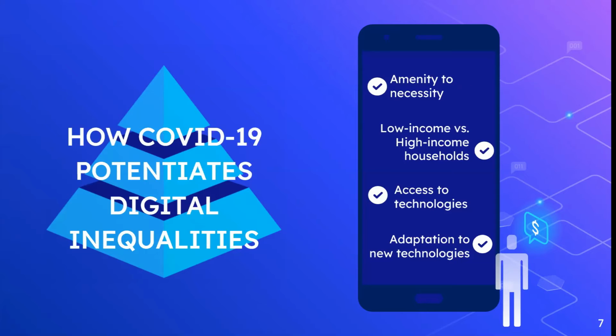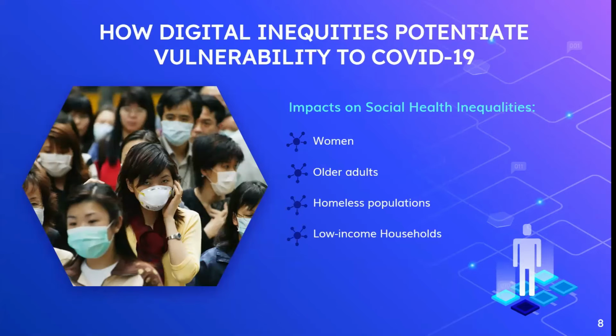How digital inequities potentiate vulnerability to COVID-19. So, yeah. Women. Women form 70% of workers in the health and social sector. For example, in our house, if you get sick or got infected, who will take care of you? Most of the time, your mother will be taking care of you, or if not, your housemate, which is also a woman.